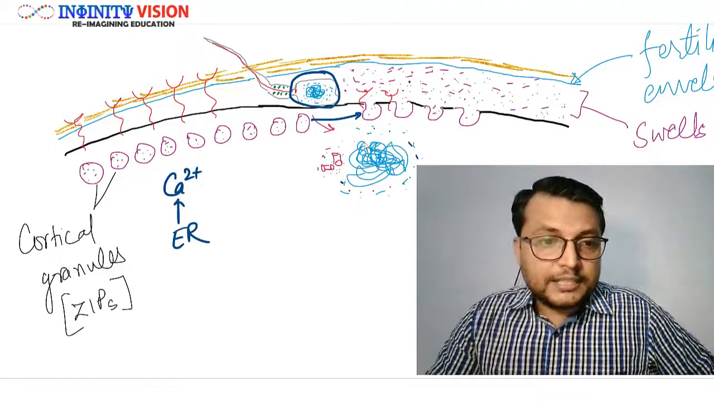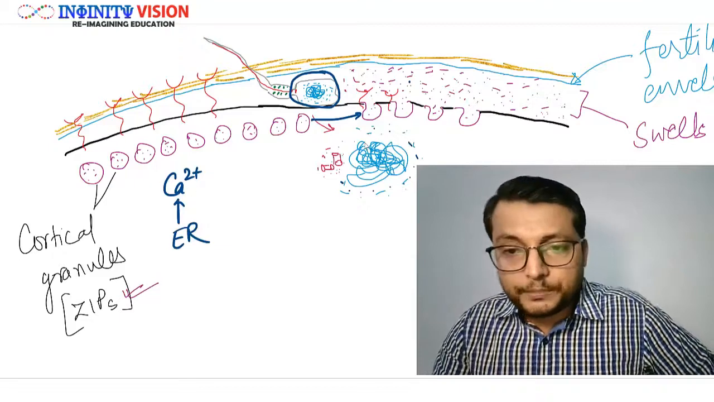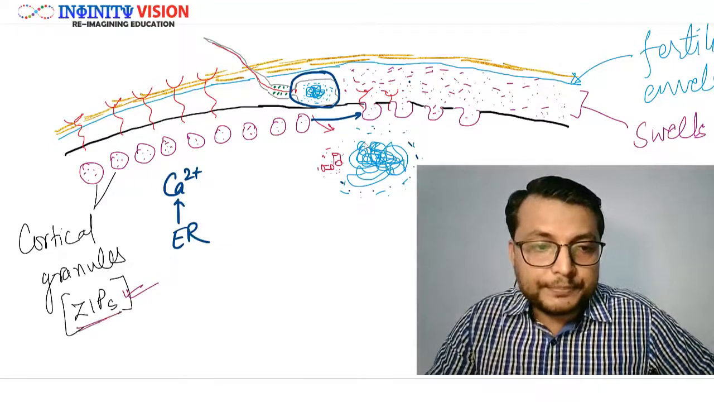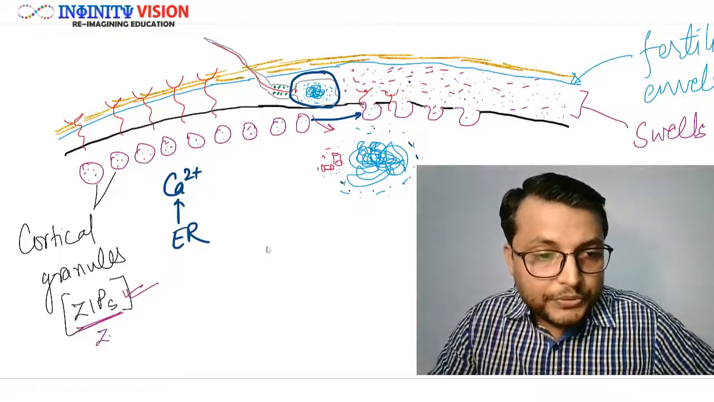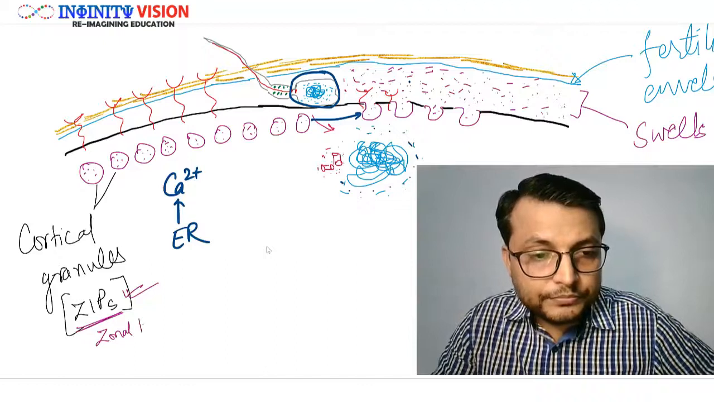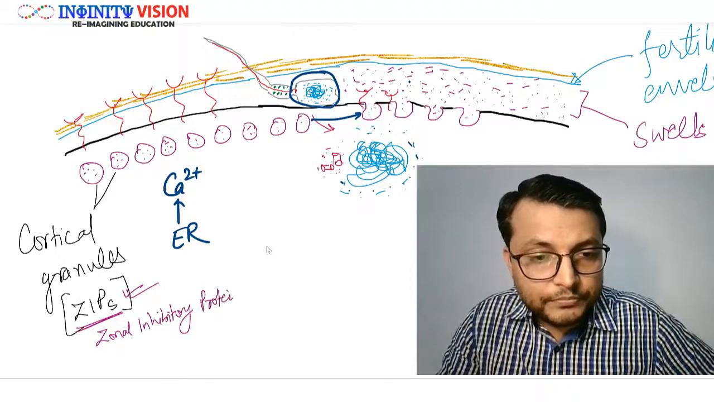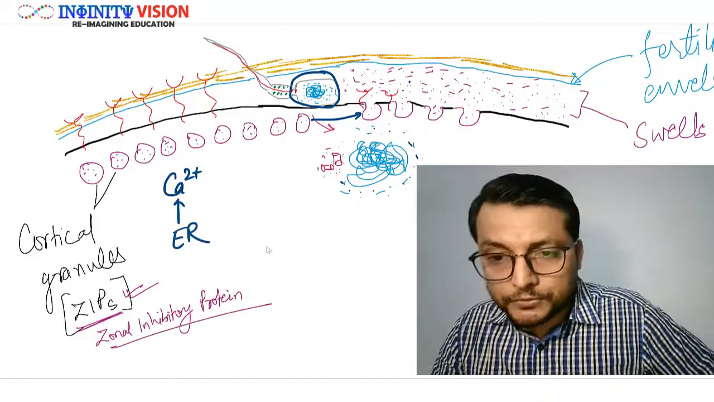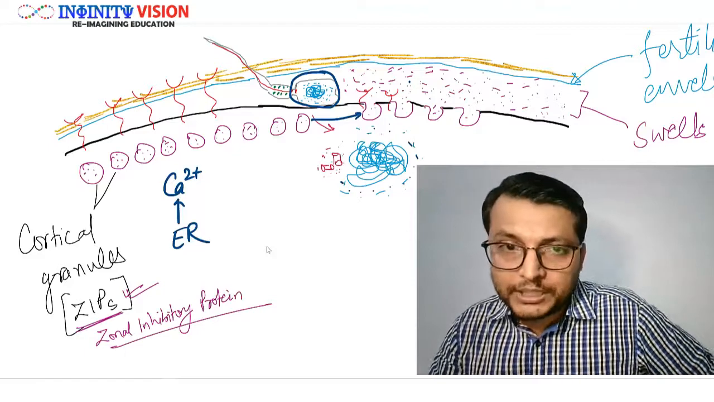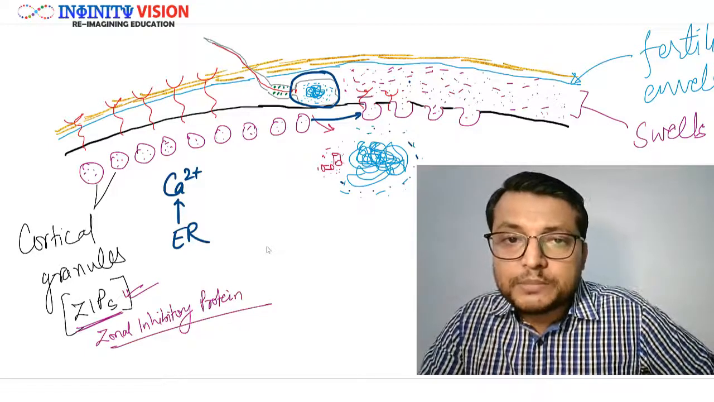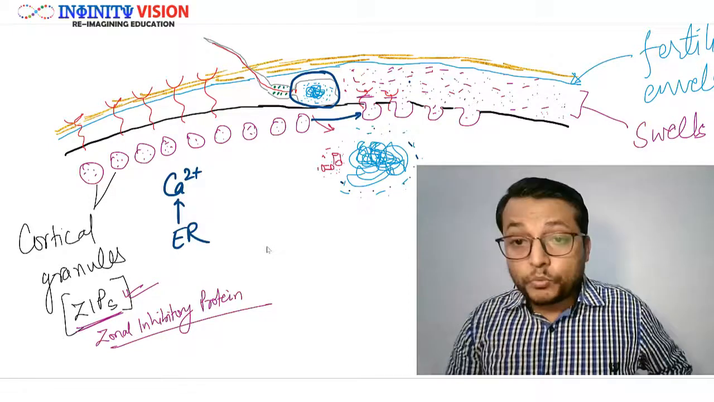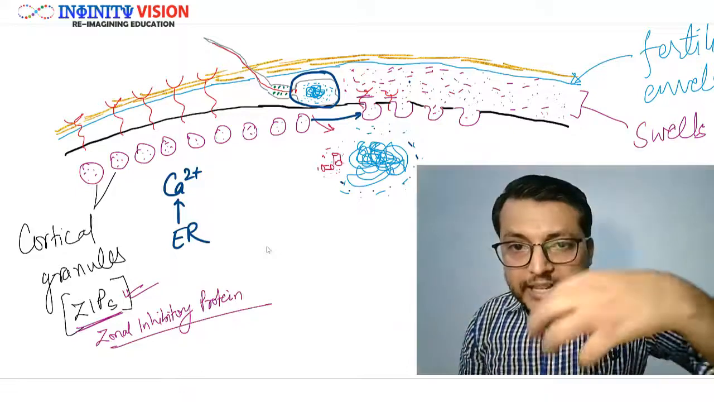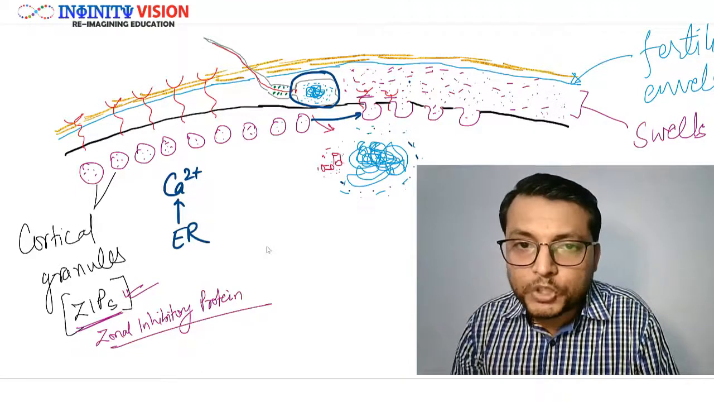Now in this content there is a particular molecule called ZIP. Now what is ZIP? The full form of ZIP is zonal inhibitory protein, and this protein is responsible for the cleaving of sperm receptors. So what is happening once the first sperm cell has entered into the secondary oocyte?